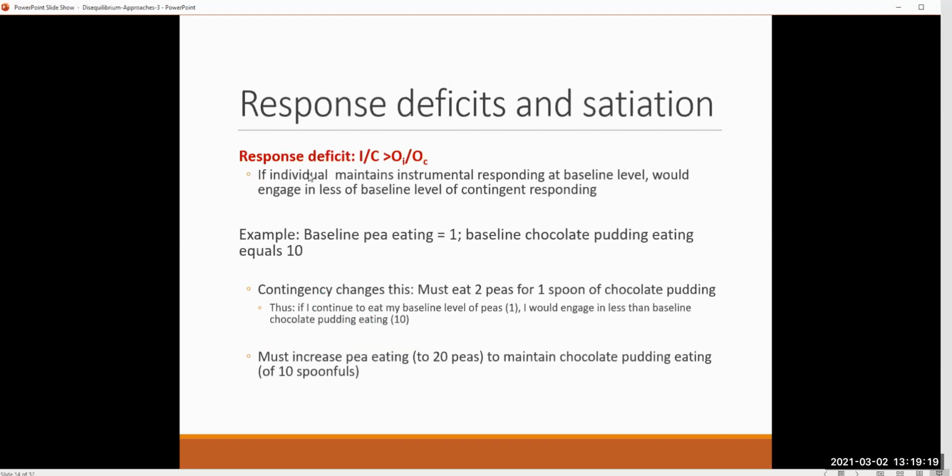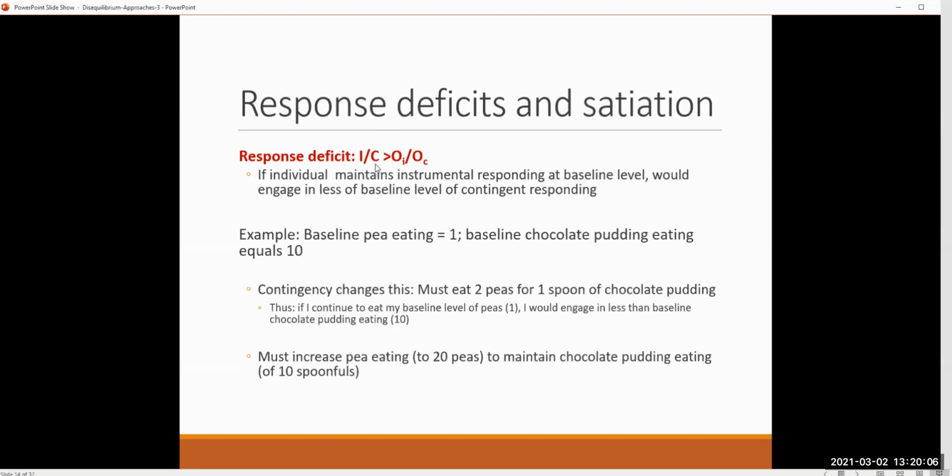So in order to invoke a response deficit, I have to impose the contingency I over C, instrumental divided by contingent response, and it has to be a greater number than my baseline instrumental to contingent responses. So by definition, if the individual maintains instrumental responding at the baseline level, they would engage in less than baseline levels of contingent responding under the contingency. So if my baseline pea eating is 1 and my baseline chocolate pudding is 10, okay, so 1 pea for every 10 bites of chocolate pudding, I can simply invoke, so that's 1 over 10, right?